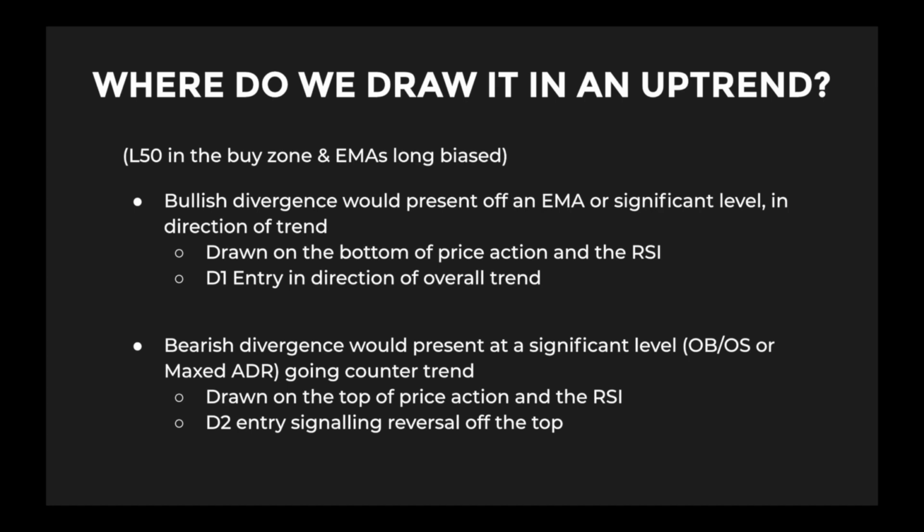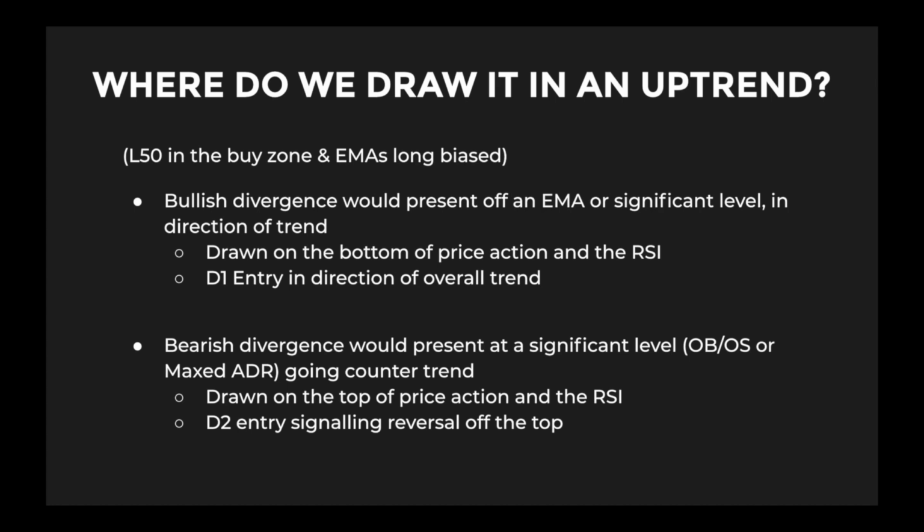So to review this slide, understand the EMAs and the L50 being in a perfect uptrend. Your bullish divergence would present off a significant level on the bottom. You would draw this on the bottom of the RSI, it'd be rising, and your price action on the bottom with your purple line or whatever color line, that would be falling.